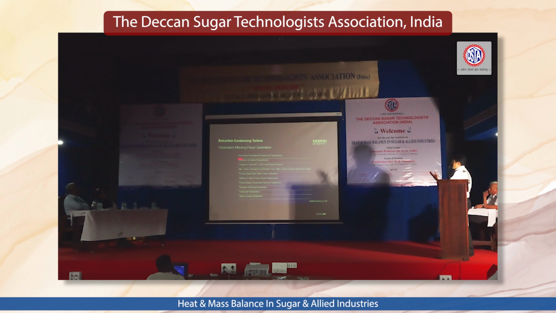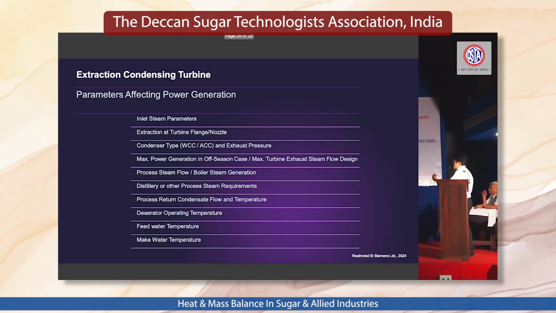And these are the major parameters affecting the extraction condensing turbine. Here the major two additional will be the condenser type, whether it will be a water cooled condenser or air cooled condenser. That will also affect the power generation. And also the off season case maximum power generation will affect the turbine design and power generation. Thank you.